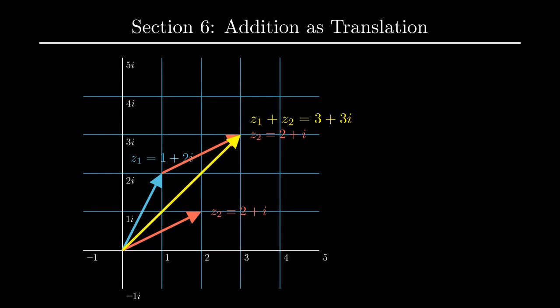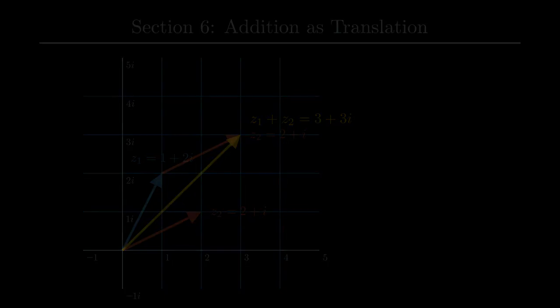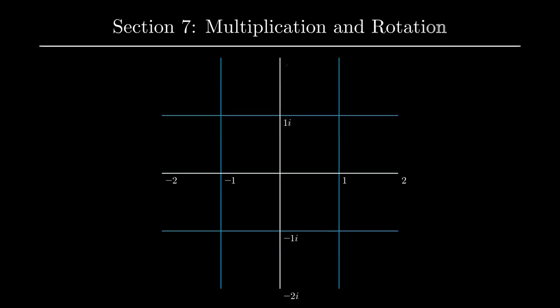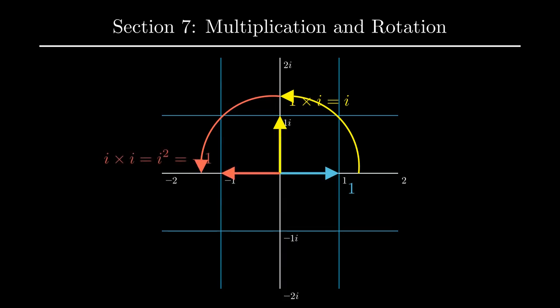Section 7. Multiplication and rotation. The true magic of complex numbers shines in multiplication. While addition is translation, multiplication represents rotation. If you multiply any complex number by i, you are geometrically rotating that point exactly 90 degrees counterclockwise around the origin. Multiplying by i twice rotates it 180 degrees, which is why i squared equals -1. It flips the direction completely. This rotational property is why engineers use complex numbers to model waves and oscillations.